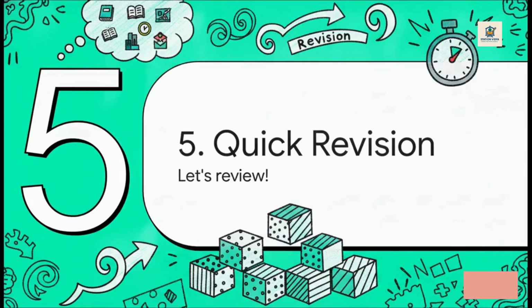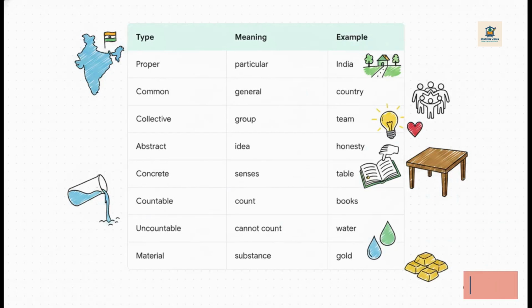Section 5, quick revision. Let's review what we learned. Here's a handy cheat sheet table covering everything we've talked about today. I highly recommend you pause the explainer right now, or maybe just take a quick screenshot to help you study later. So, going right down the list, proper nouns are particular names, like India. Common nouns are general names, like country.